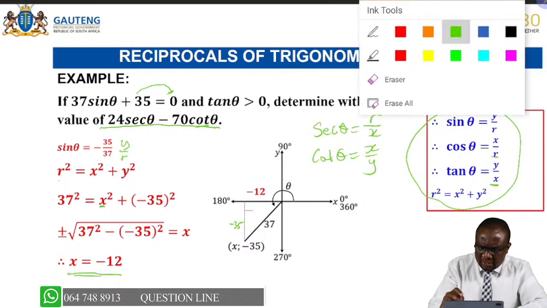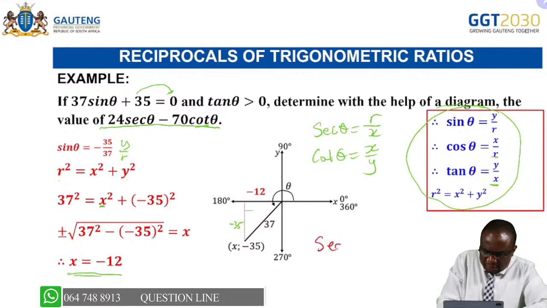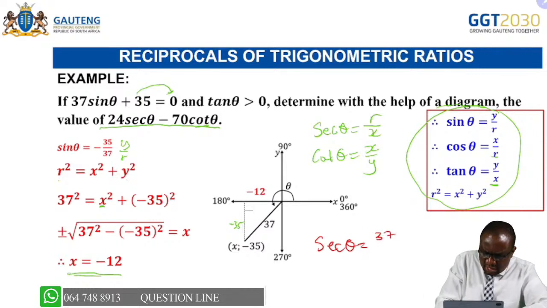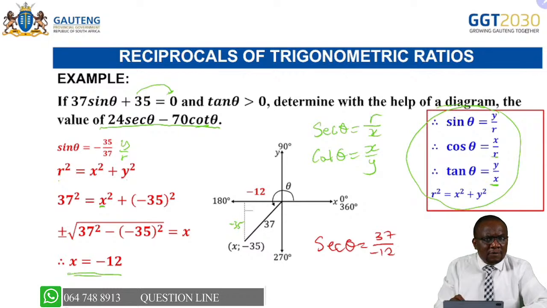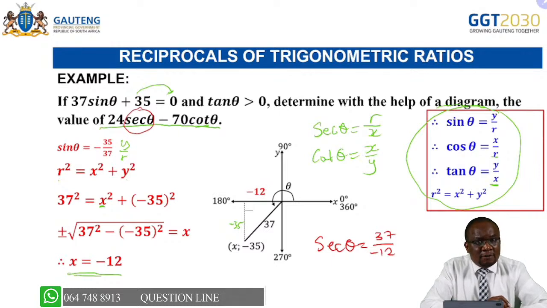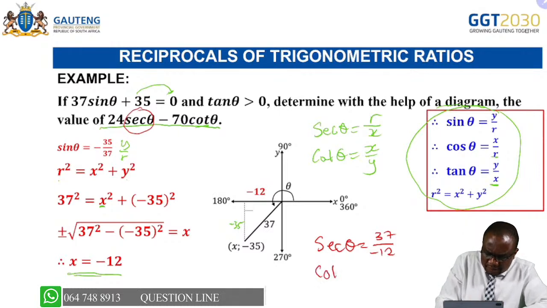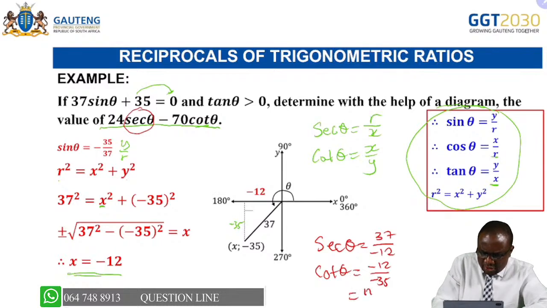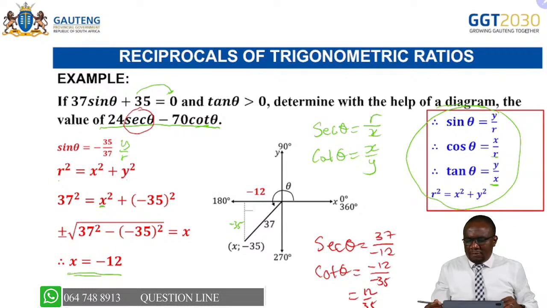Now let's write those things nicely. We said sec theta is r over x. Our r is 37, our x is negative 12. So where there's sec theta, we put negative 37 over 12. And then cot theta is x over y. X is negative 12 and y is negative 35. Negative divided by negative is positive, so it's just 12 over 35. Do you see that?